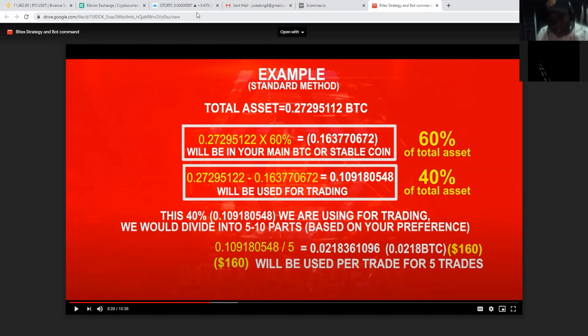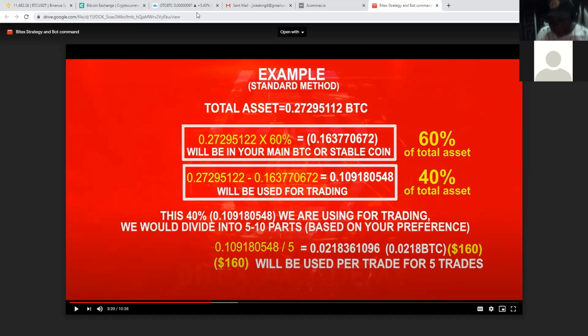Imagine investing 40% of your capital. Are you willing to lose 40% of your capital? Imagine trading with $800. If you check, $800 is currently about 300 and something thousand naira in Nigerian currency.